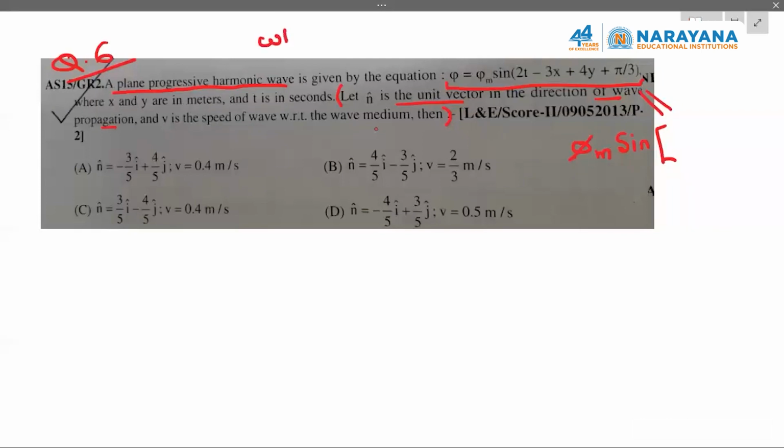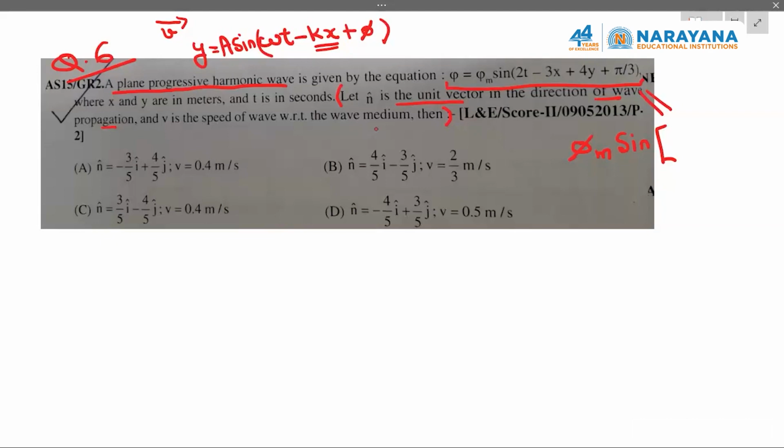When you write this term as omega t minus kx or plus kx, let's say you're discussing a wave which is traveling in the positive x direction with wave velocity v, and you use something like sine of omega t minus kx plus phi. We understand that this term as such is the dot product of the wave vector.